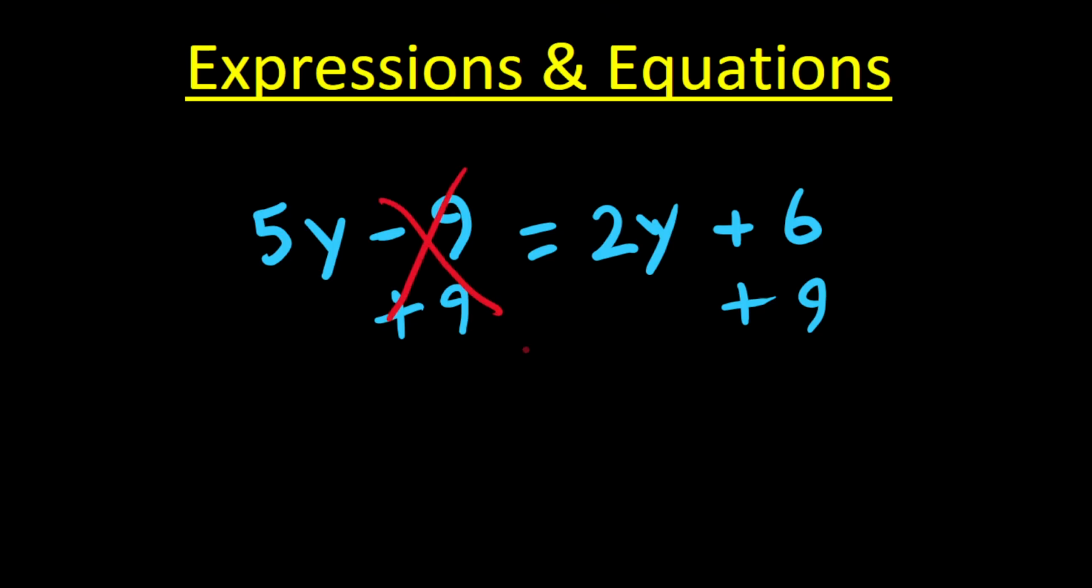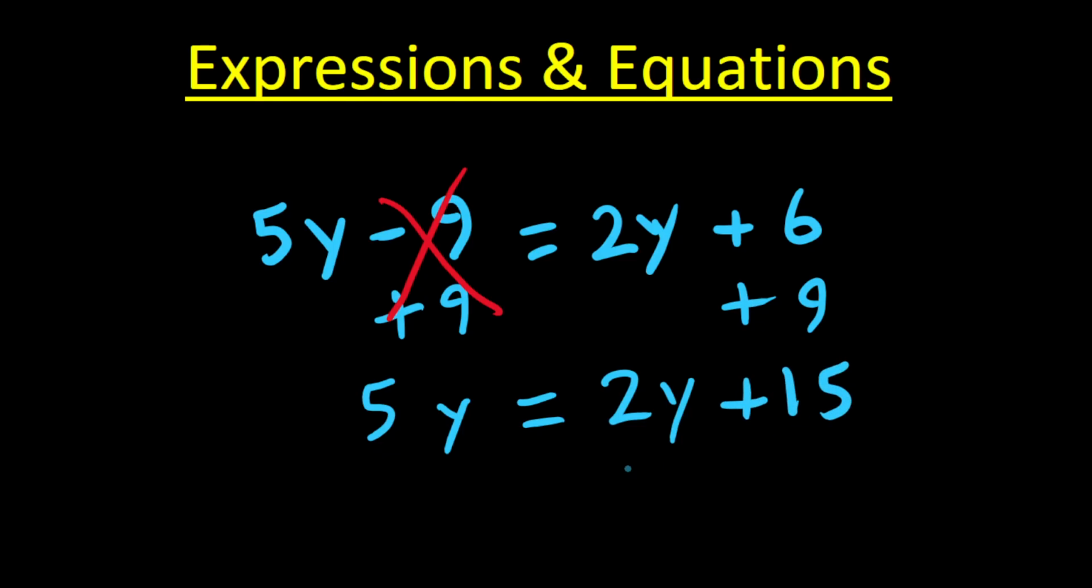That cancels these out. Let's bring everything else down. So 5y equals 2y. We're just bringing this down. And 6 plus 9. So what's 6 plus 9? That's 15. Great, so now we're left with this. Now, in order to isolate this y, let's bring this 2y on the same side of this 5y. So this is a positive 2y. What's the opposite of positive 2y? That is negative 2y. So negative 2y on the right side, negative 2y on the left side.